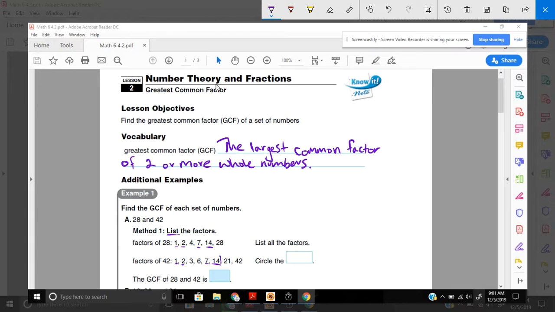It looks like the greatest or the largest factor that they have in common is 14. So circle the GCF. I guess I boxed it. And the GCF of 28 and 42 is 14. The greatest common factor of those two numbers is 14. Okay.